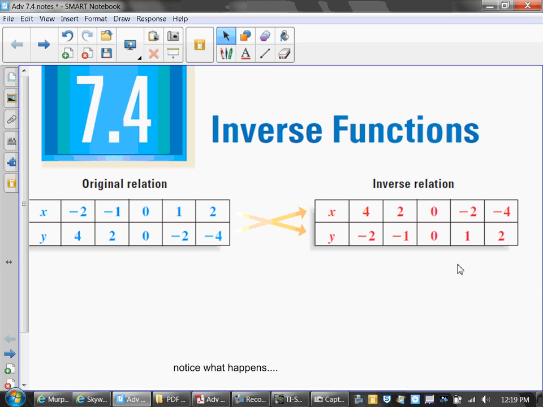Inverse functions. What happened? Well, your voice is so different today. What happened? X and Y switch. Yeah. Inverse functions, x and y values just switch. That's it. That's all it is.